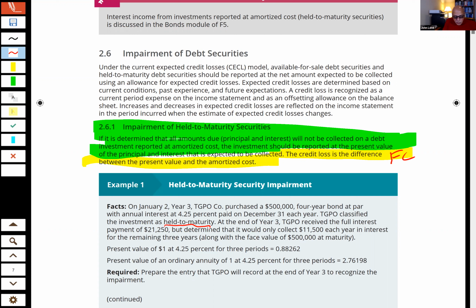Received the full interest payment of $21,250, but determined that it could only collect $11,500 each year in interest for the remaining 3 years, and then they would get the face of $500,000 at maturity. Okay, so what do they do? They give us the present value factor of $1 for 3 periods, and they give us the present value of the annuity for the remaining 3 periods.